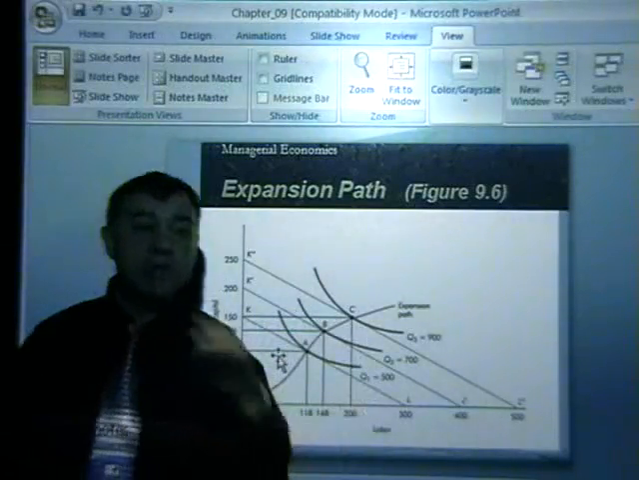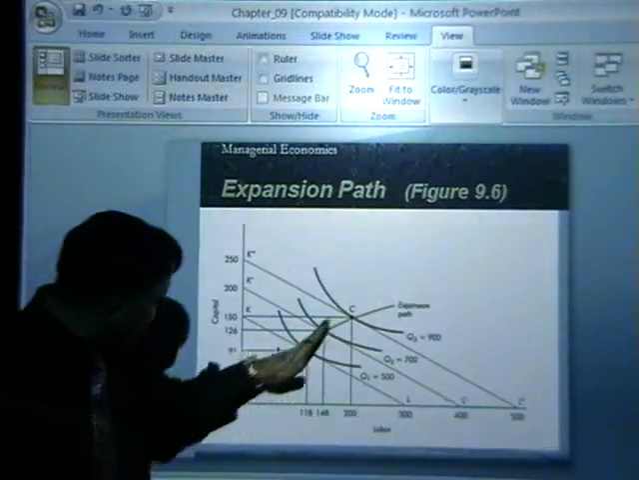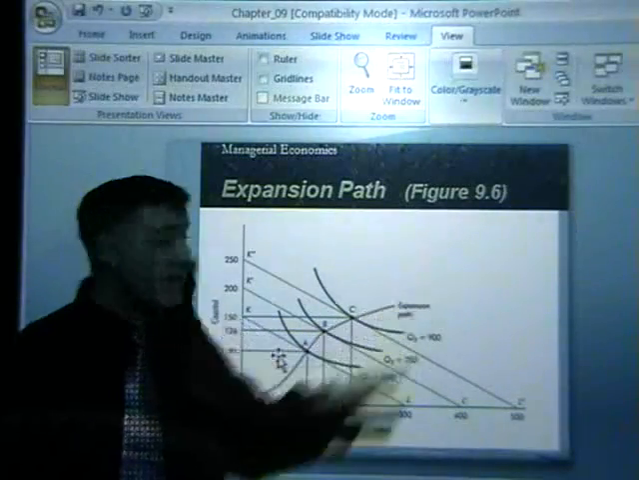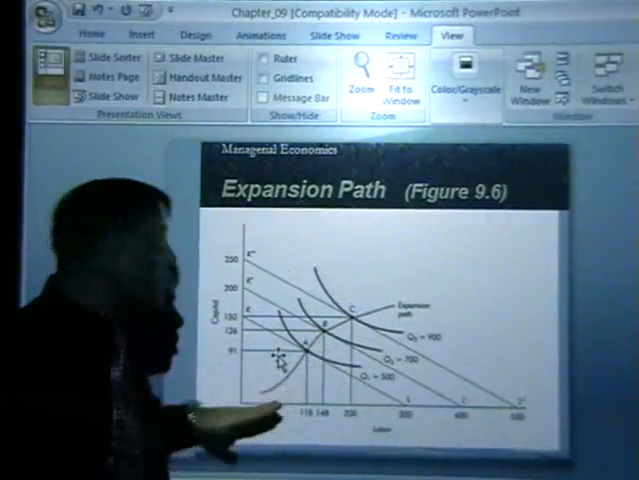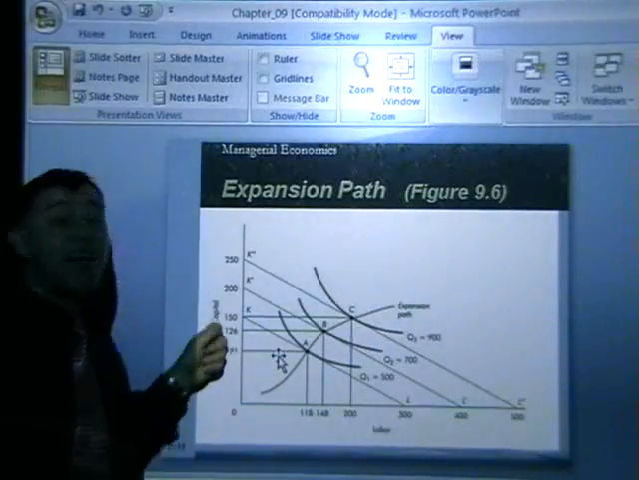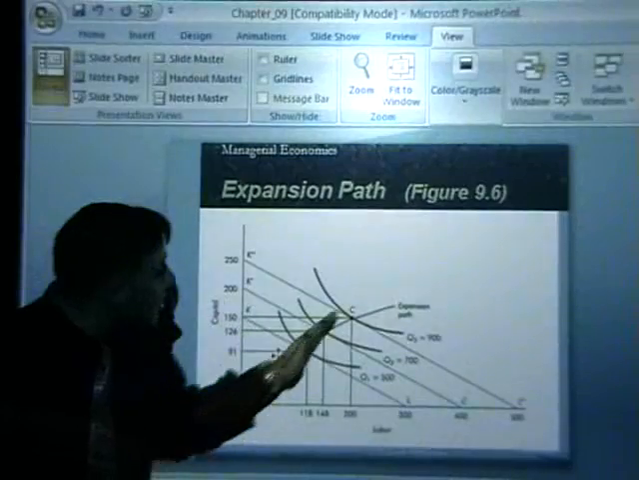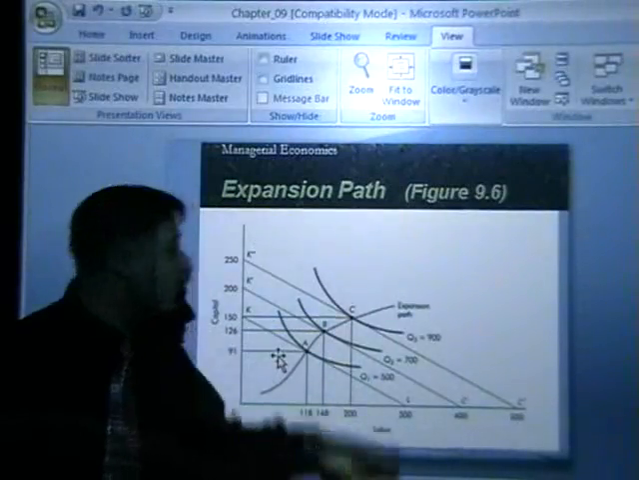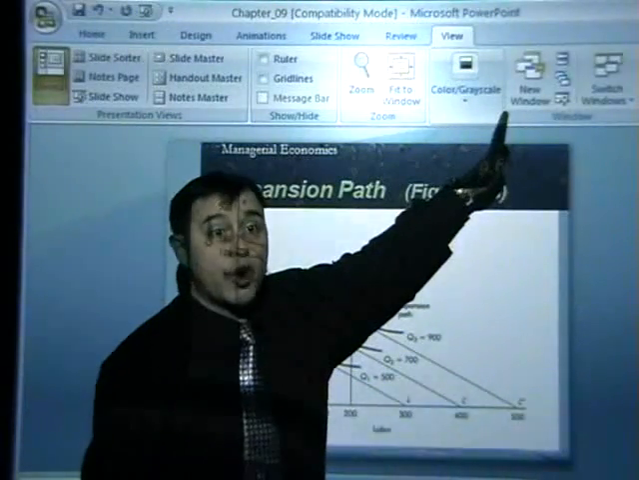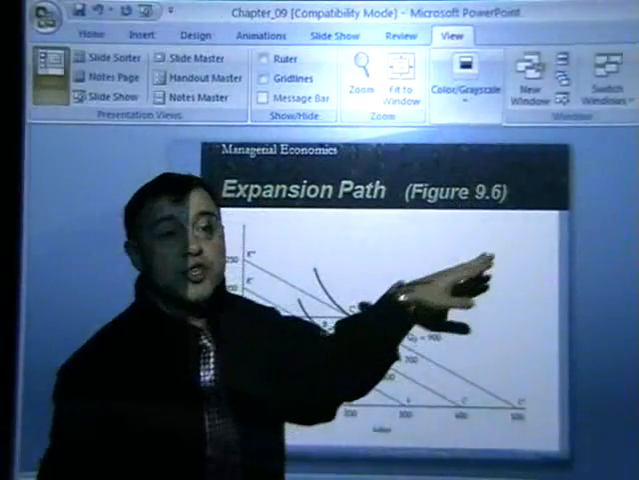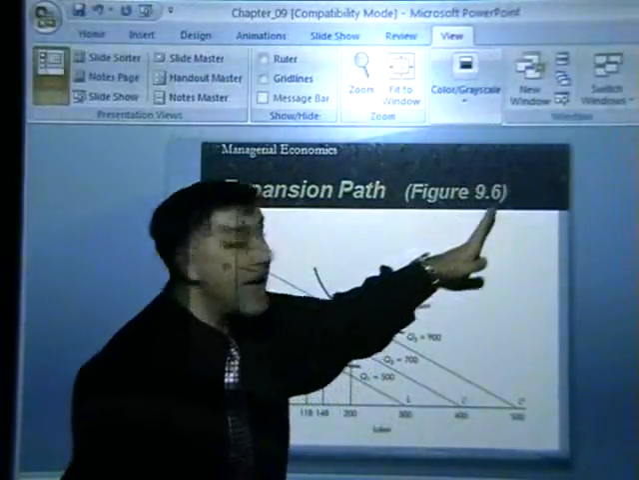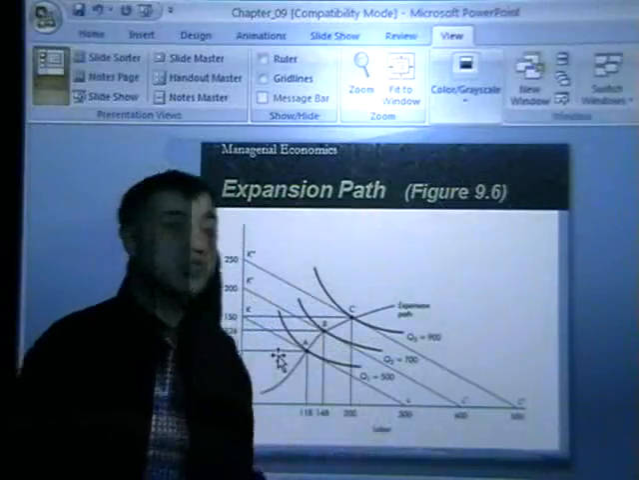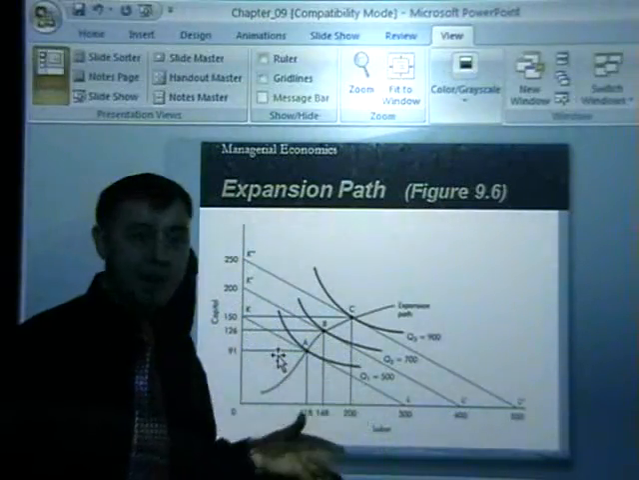What is important to notice is that this curve, which we call the expansion path, does not have to be a straight line. In other words, early on in the process, you might benefit more by adding extra capital. Later on in the process, you might be benefiting by adding more extra labor. Down the road, there's a very good possibility that in order to be at optimality, you have to add a lot more capital. In other words, there is no constant ratio between labor and capital.